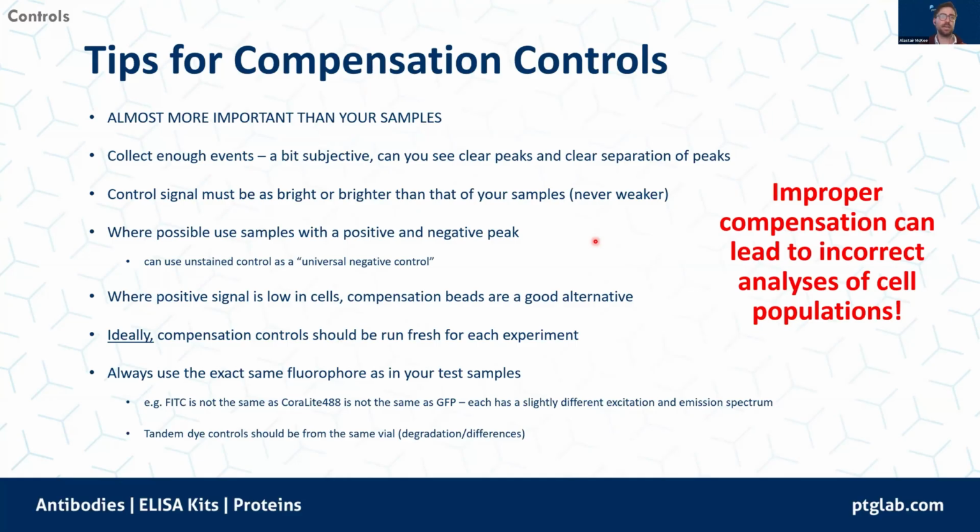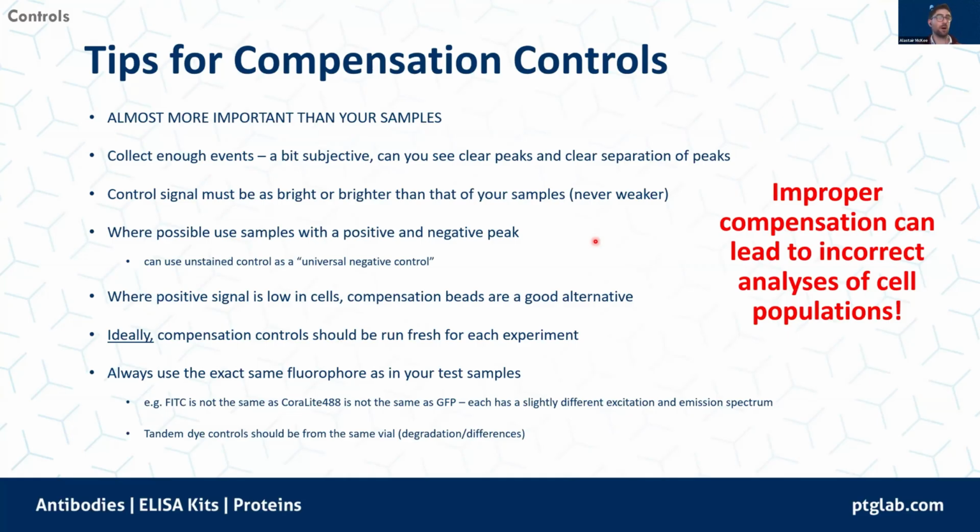Ideally, you do want to run compensation controls fresh for each experiment, and that's just because of drift that can happen in the performance of your machine over time. So if you're using compensation controls, even if it's on the same panel from months ago, and you've maybe got a new lot of a particular antibody, that can affect the compensation of your panel.